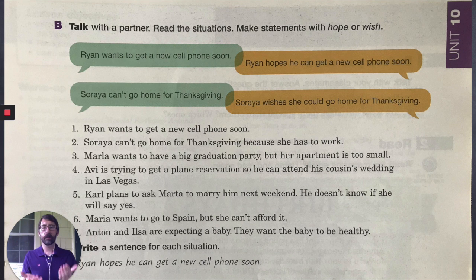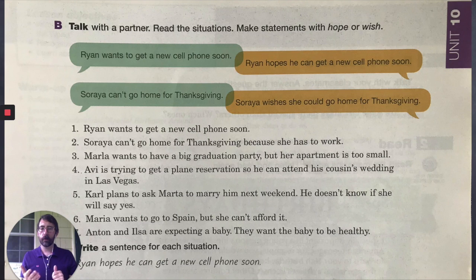So, for example, for number 1, it says Ryan wants to get a new cell phone soon. In the green dialog box at the top of the page, it says Ryan wants a new cell phone soon. In the mustard dialog box, it says, okay, so he wants one. We do not know of any reason why he can't. So it's possible that he can, right? So we're going to use the word hope. Ryan hopes he can get a new cell phone soon. Does that make sense? He wants one, so he hopes he can get one.